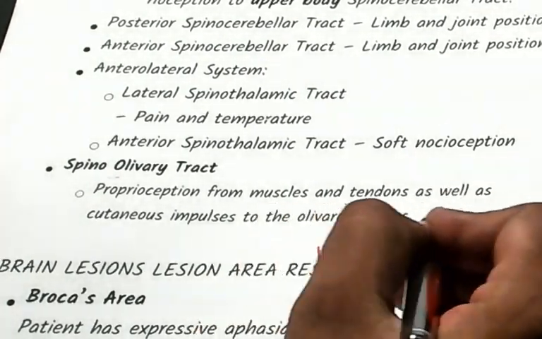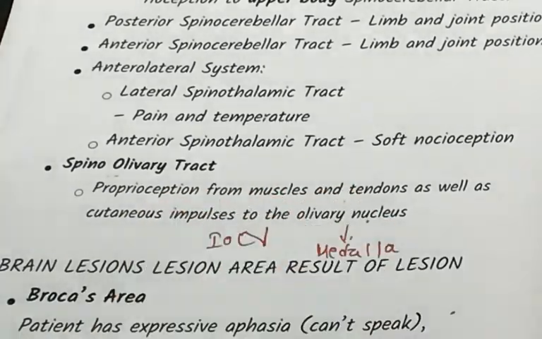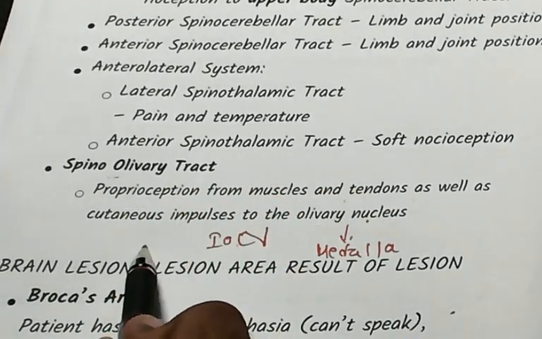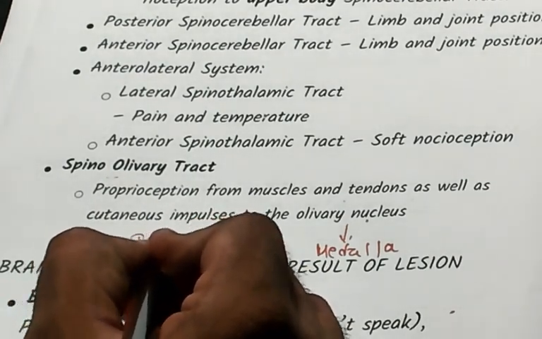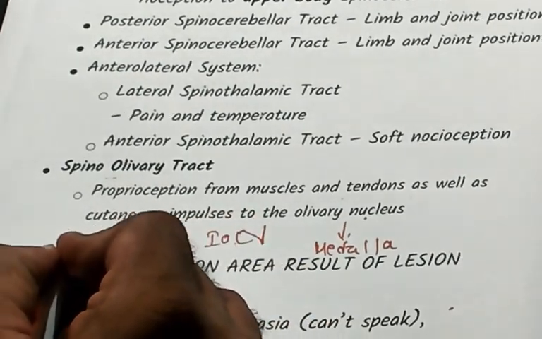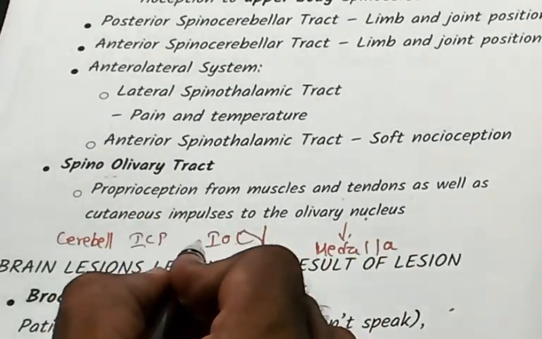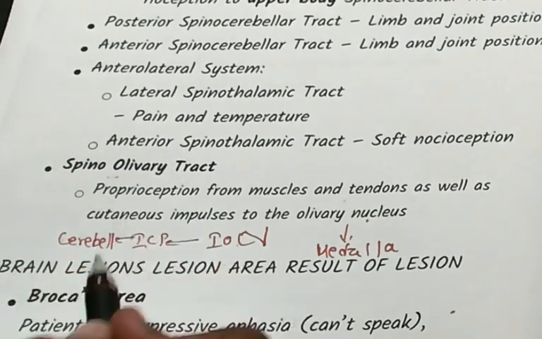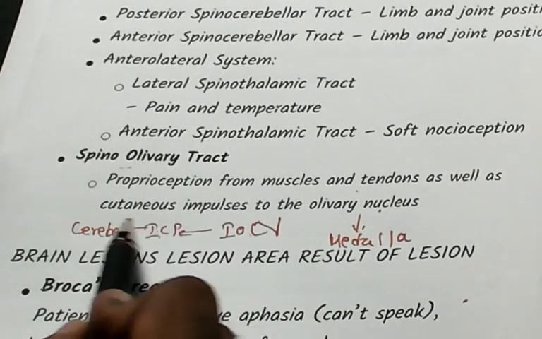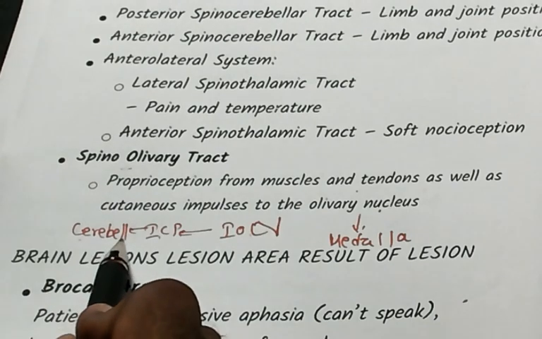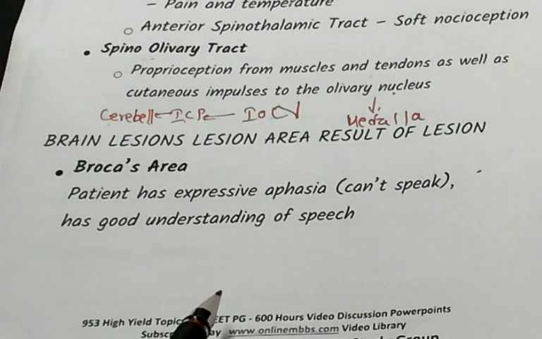Then this inferior olivary nucleus has a very close relation with the cerebellum. So with the inferior cerebellar peduncle, it reaches the cerebellum. So this is how the inferior olivary nucleus talks to the inferior cerebellar peduncle, and that communicates to the cerebellum, is what you need to remember.